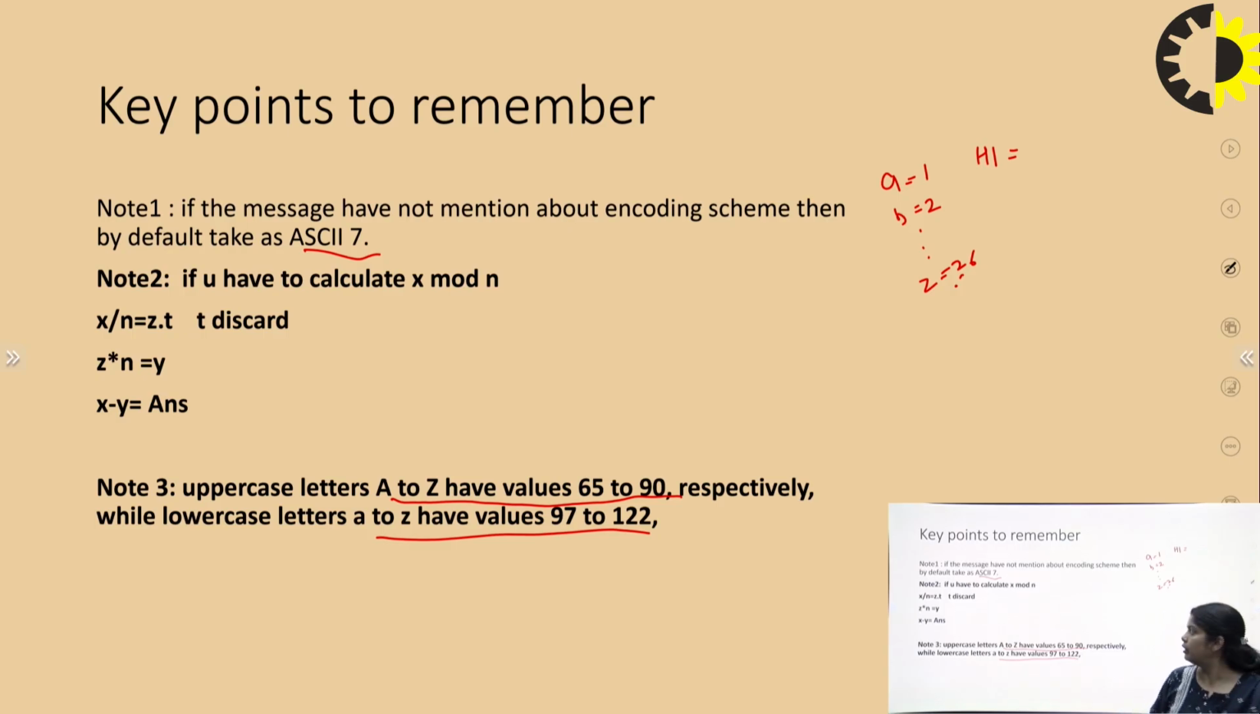It means what? If my message is A and B, what does the A, B message mean? In lowercase, it is 97 plus 98, whatever the value is, that is my message. And if I'm writing A and B in capital letters, then it is 66 plus 65. That will be my A and B uppercase.